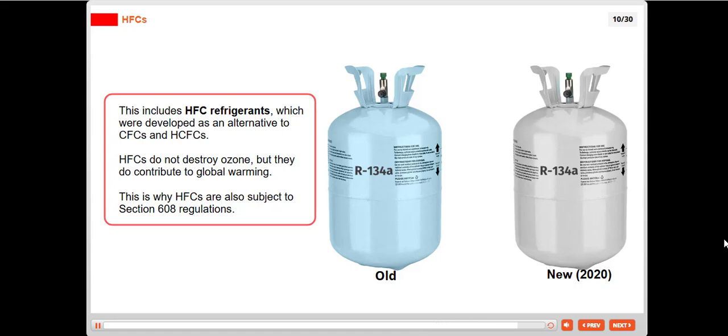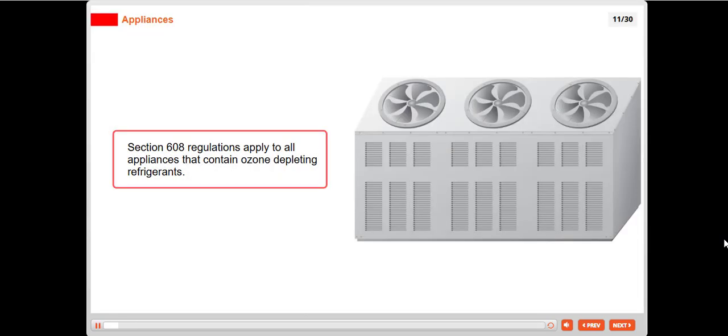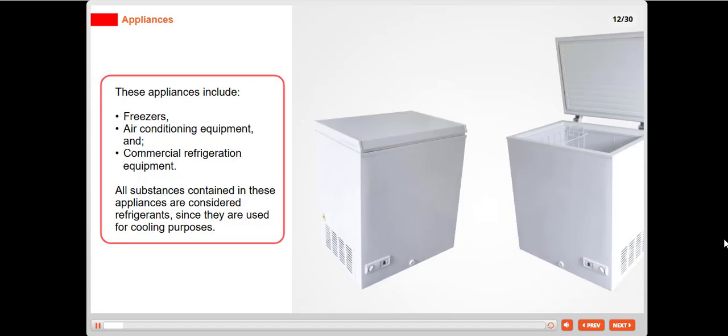Section 608 regulations apply to all appliances that contain ozone-depleting refrigerants. These appliances include freezers, air conditioning equipment, and commercial refrigeration equipment. All substances contained in these appliances are considered refrigerants, since they are used for cooling purposes.